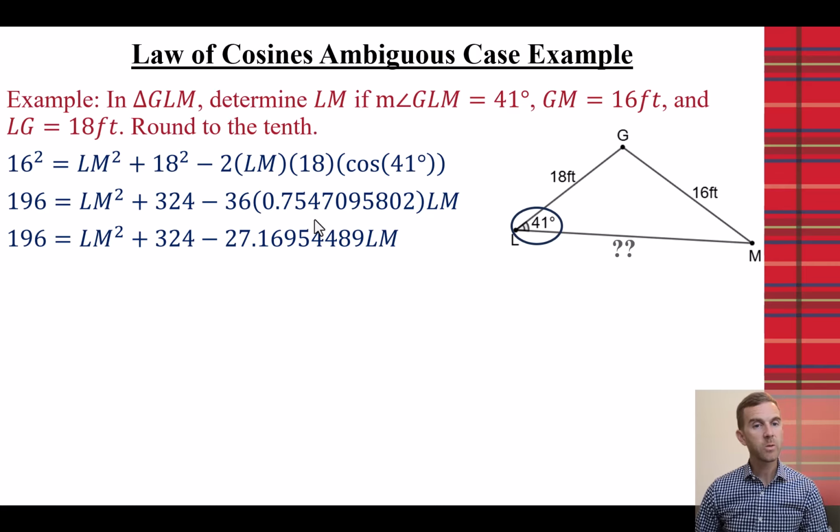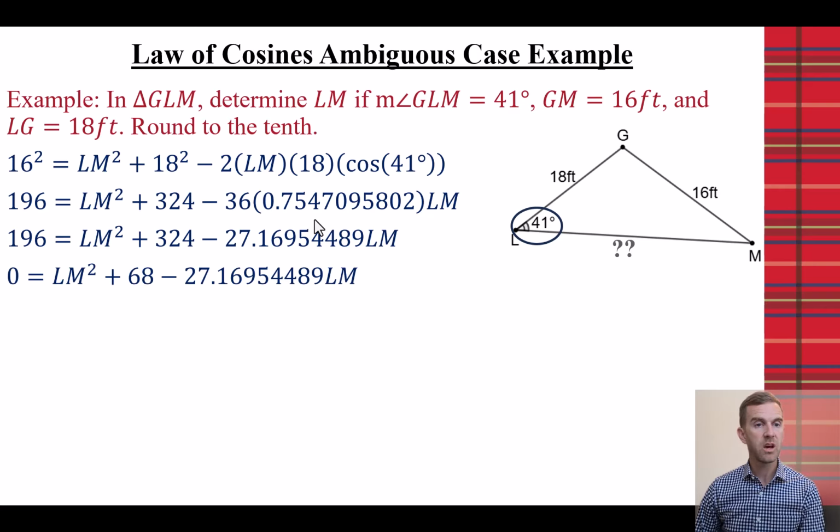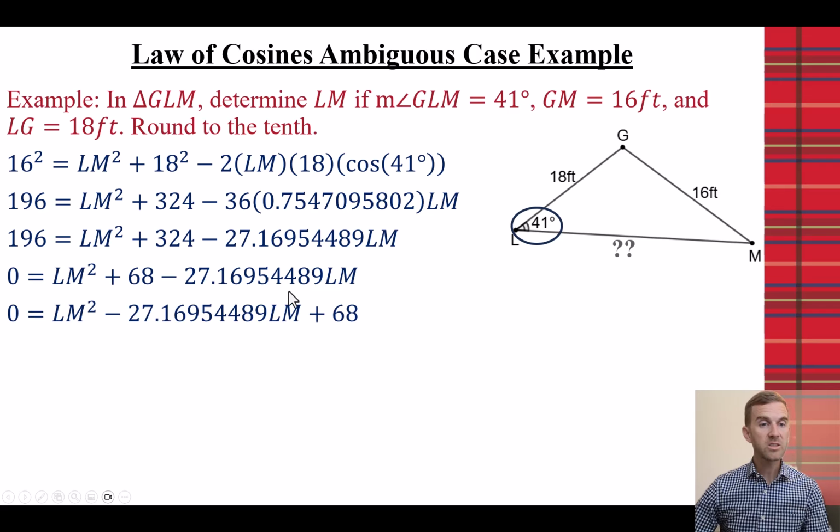And now let's rearrange our pieces by getting it into that ax squared plus bx plus c equals 0. So we're going to need to move the 196 over, and we subtract that from the 324. And then let's just change our order here to go from x squared to x to just the constant. Once we're in this form, though, we can use the quadratic formula. Remember, that's negative b plus or minus the square root of b squared minus 4ac all over 2a.